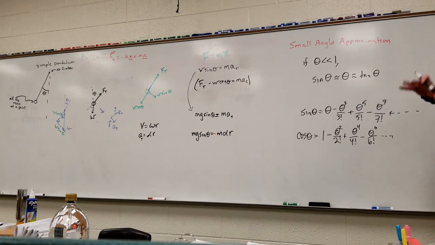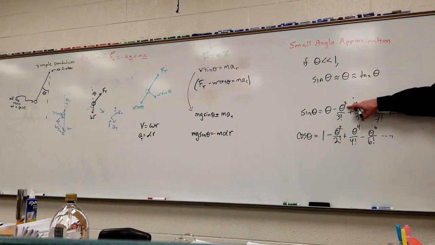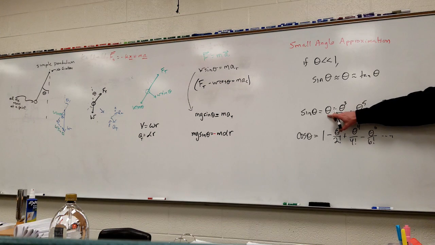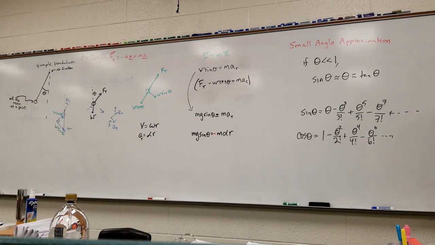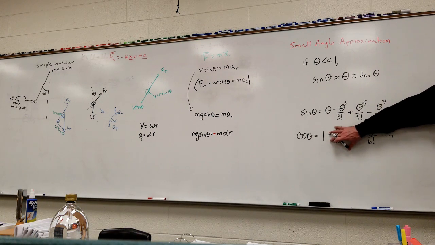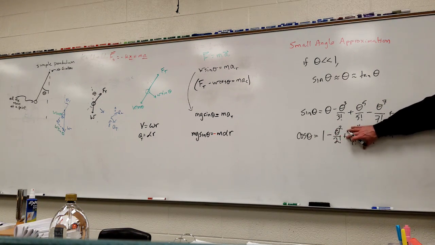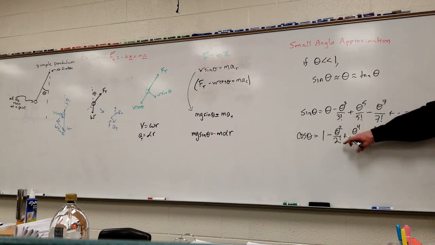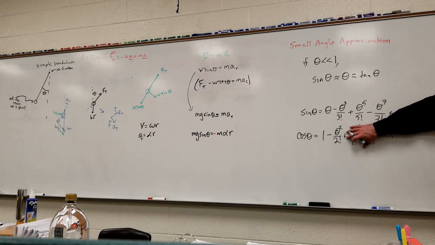So if theta is small, recognize we have some small number cubed, which makes this even smaller. In other words, all these terms drop off, and you're left with just sine theta is equal to theta. Cosine, if theta is really small, is roughly equal to 1. Or taking it slightly more sophisticated, 1 minus theta squared over 2 factorial, or 1/2 theta squared.